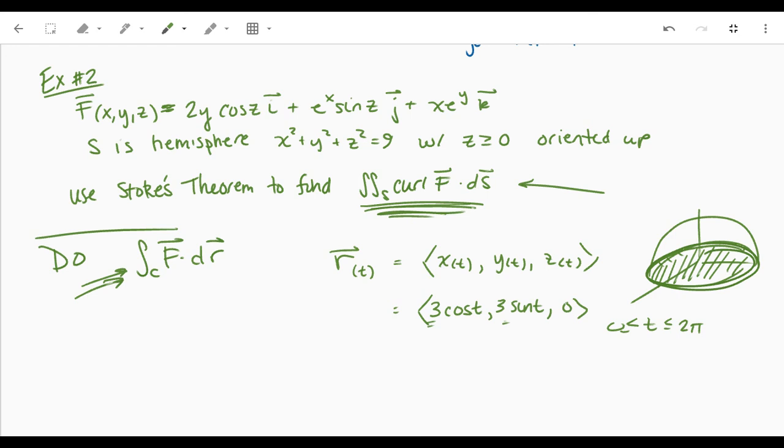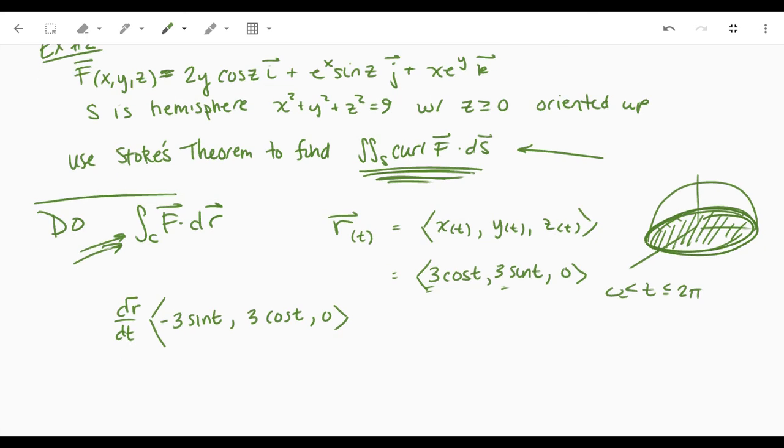Okay, we're doing a line integral here. So we found the parametric equation of the boundary, and then our dr dt, right, because that's really what you're finding. If this is r of t, we're going to have negative 3 sine t, 3 cosine t, 0. Okay, so there's the dr part.